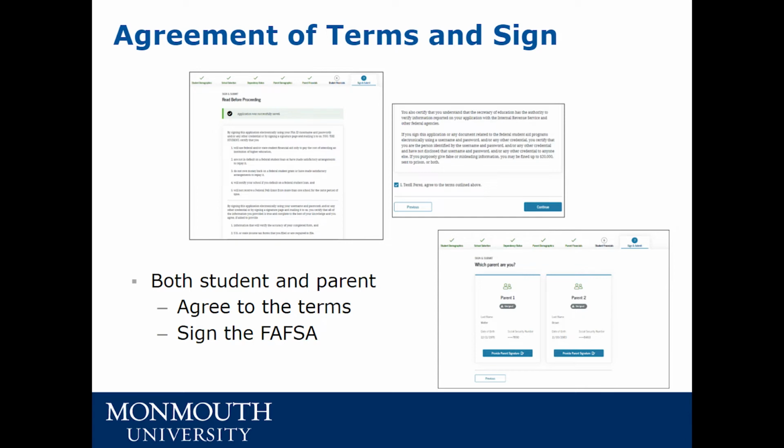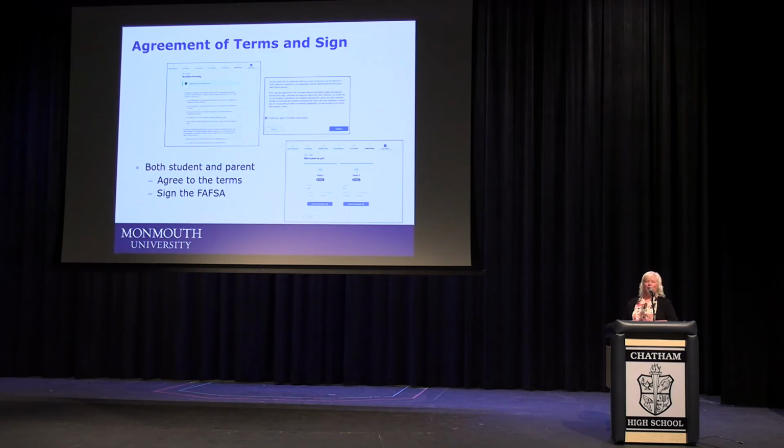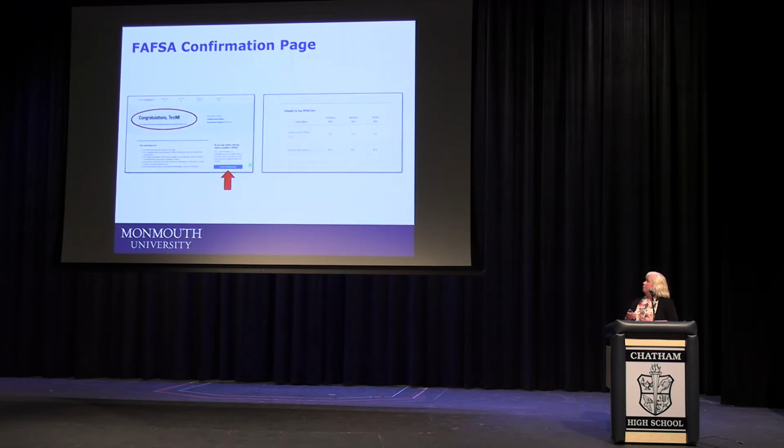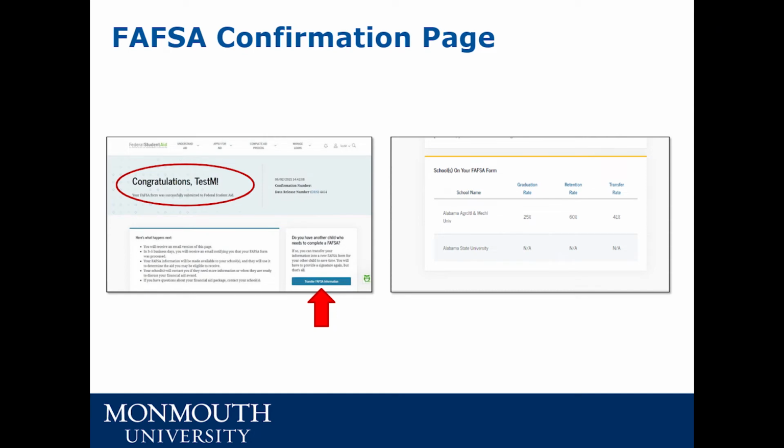With the agreement to terms, you're reporting everything as truthfully as you can. You're applying your own FSA ID to this application. And then, congratulations, you've made it to the end. When you get to a screen that actually says congratulations and your first name on it, you know you're done.